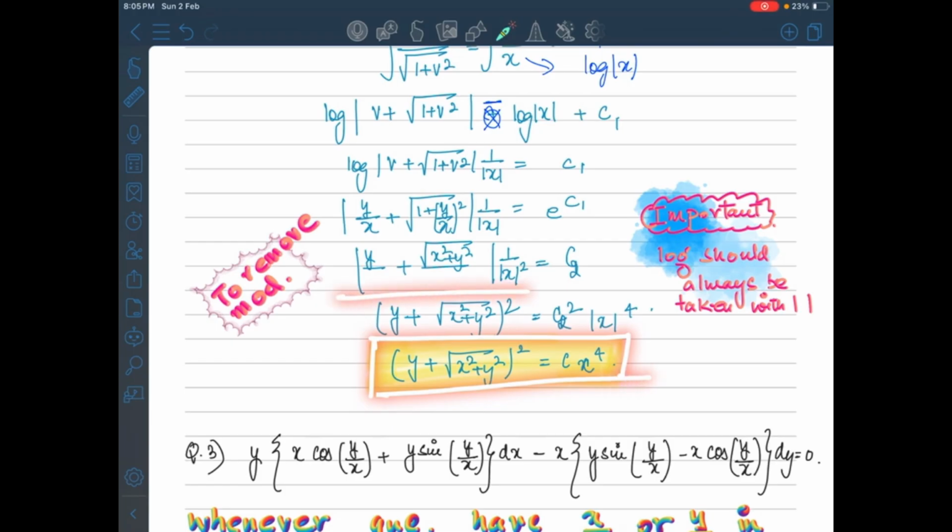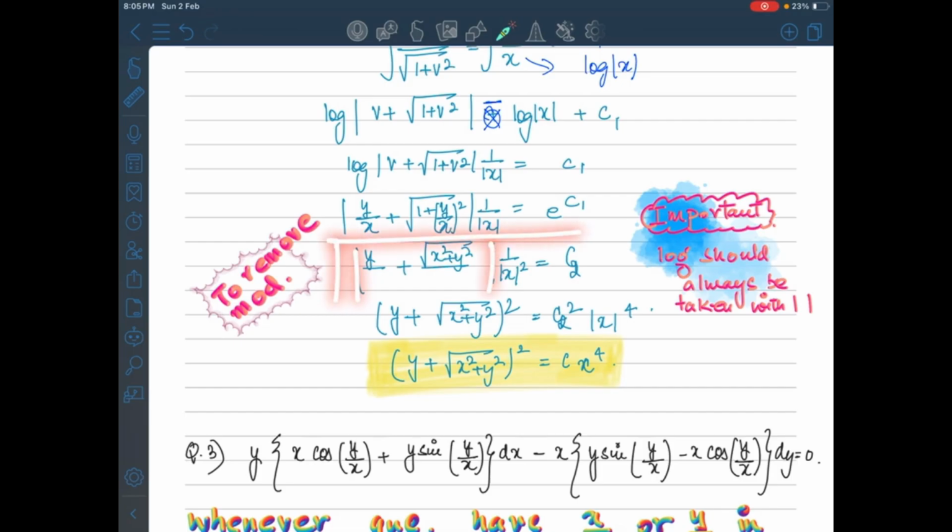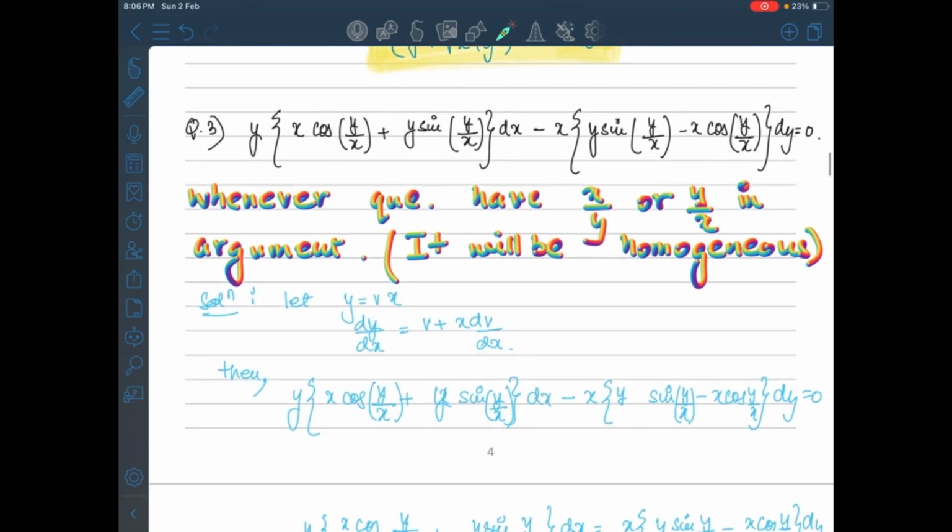This is not your final answer, because students, they don't write mod, they will just write like this and say this is the final answer. That's not the final answer. You are supposed to remove the mod or keep it as it is at least. Don't write bracket. Okay.